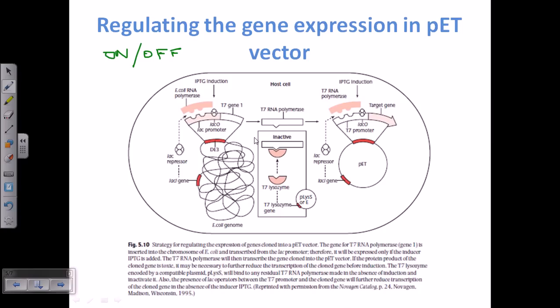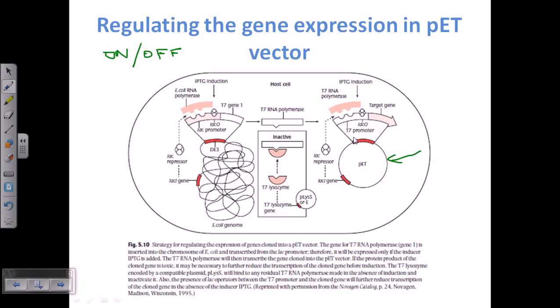Now in this process of the pET vector system, as you can see, this is the pET vector, and this is an E. coli cell. Inside the E. coli cell, we have the genome of E. coli and also the pET vector. But the genome of E. coli is modified, and the pET vector is made artificially, as we all know. This is how the pET vector is constructed.